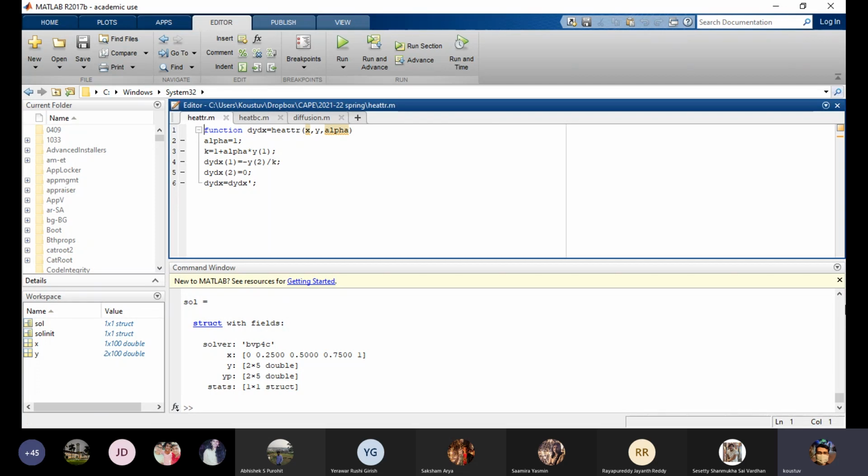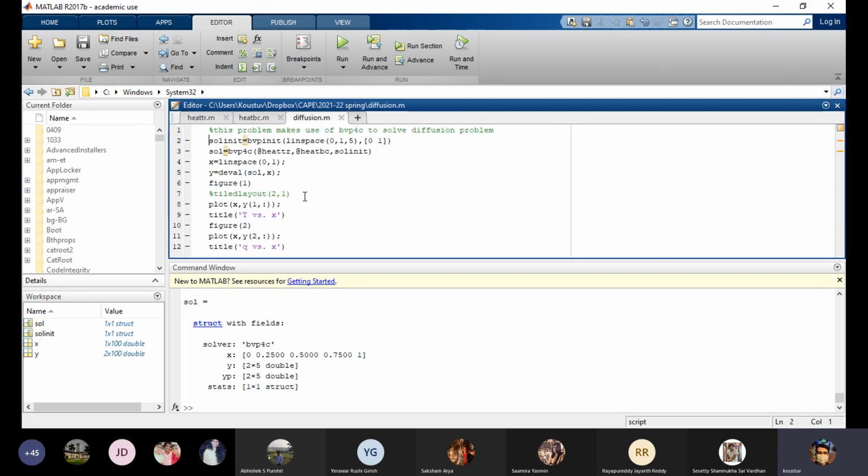Okay, so I think you can see this. As I said, there are two function files, one for the heat transfer equations and one for the boundary conditions, and one main script file. We have just typed the code, and we are going to solve it.